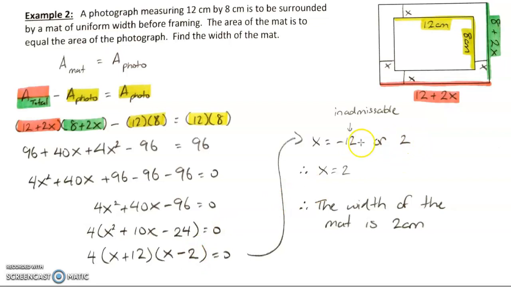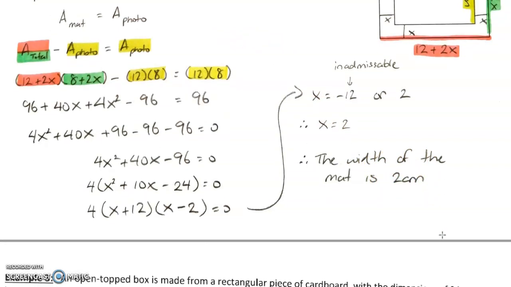So I have two different answers, but when we think about what x actually meant, which is the width of this paper mat, this one doesn't make sense. How can you have a negative 12 centimeter width of a mat? So we call it inadmissible and we discount it. We don't look at it anymore. Our answer is 2 centimeters. So the question itself asked, find the width of the mat. And that's what it is, 2 centimeters.